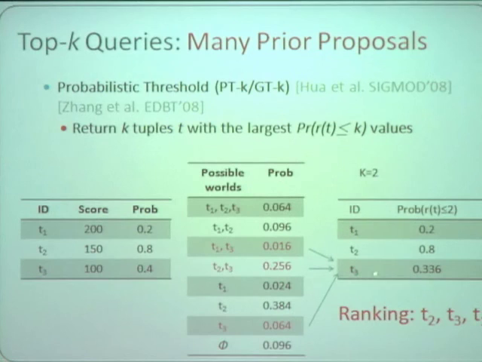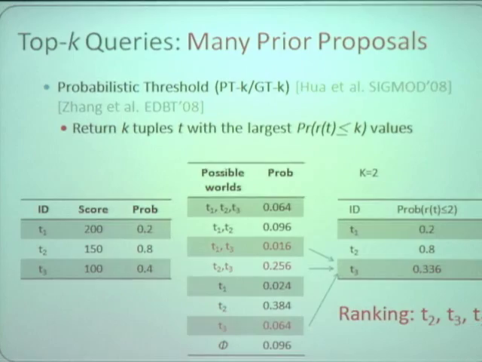So for example, for T3, suppose k equals 2, and let's compute the probability for T3. This probability comes from these 3 possible worlds. In these 3 possible worlds, T3 is in the top 2 answer. So we just sum up all these probabilities, and we get this probability. Then we rank according to this probability.